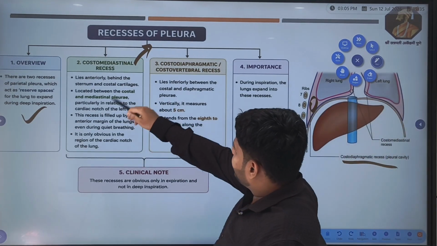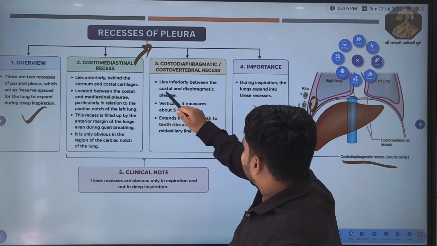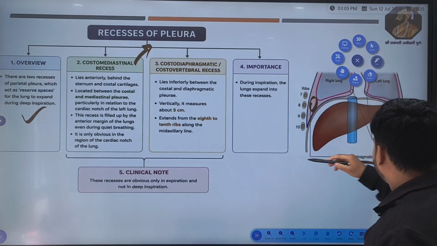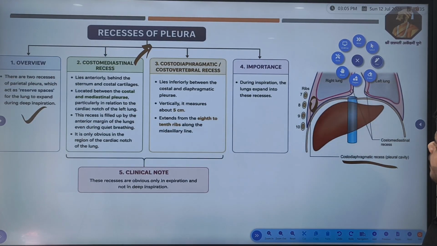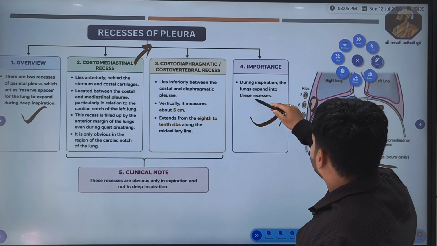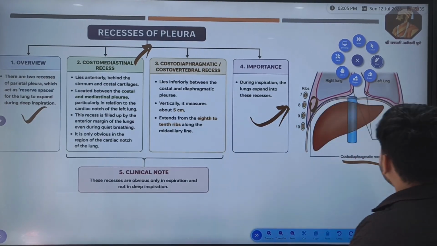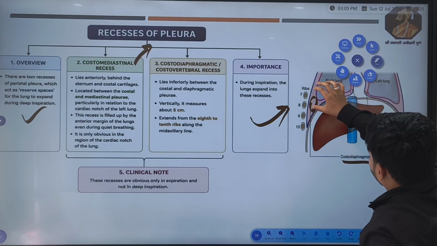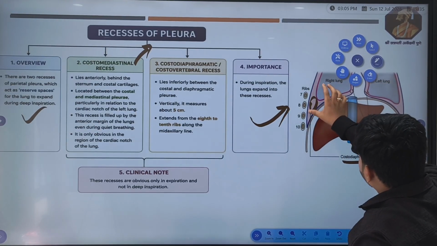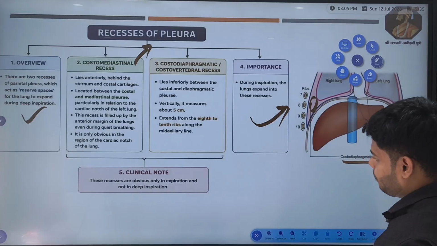The costo-mediastinal recess lies anteriorly behind the sternum and costal cartilages; the costo-diaphragmatic recess lies inferiorly between the costal and diaphragmatic pleura. You can see here. Its importance is that during inspiration, the lungs expand into this recess. Whenever there is an inspiration, the lungs expand, and here a space is provided for their expansion.